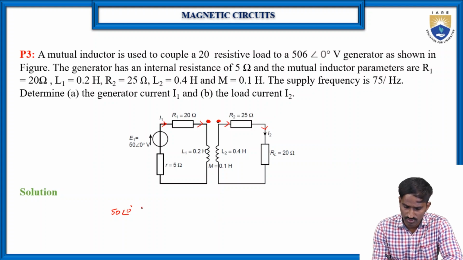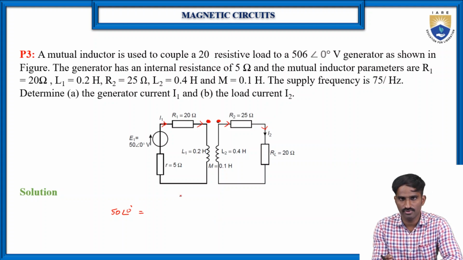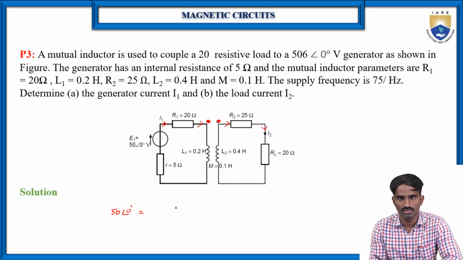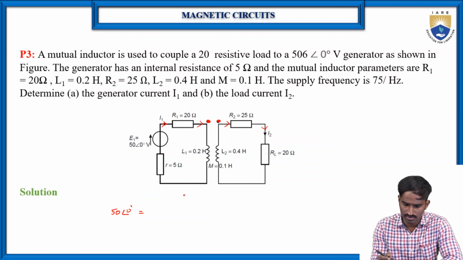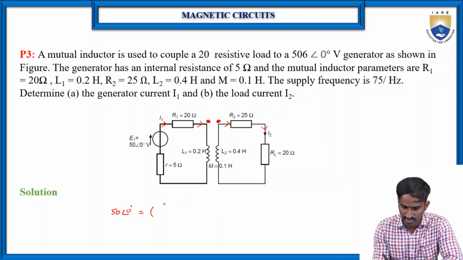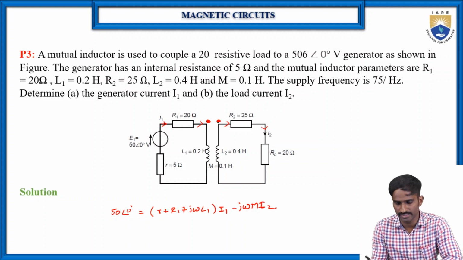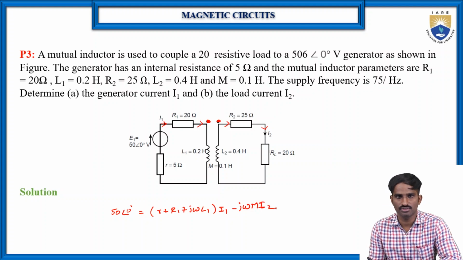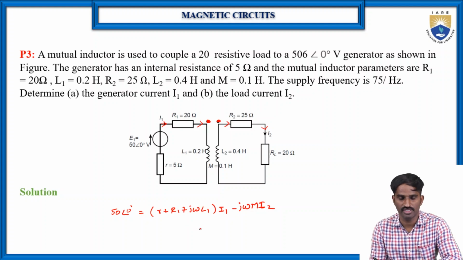Then 50 at an angle of 0 equals, first of all, the voltage with respect to the self inductance: R plus R1 plus j omega L1 into I1, minus, of course this is also an imaginary term, j omega M into I2. This is the equation related to the primary winding.